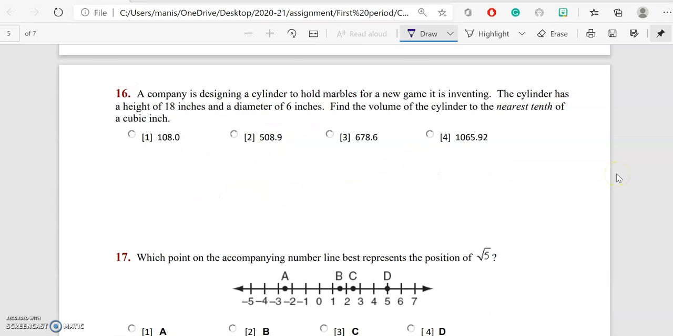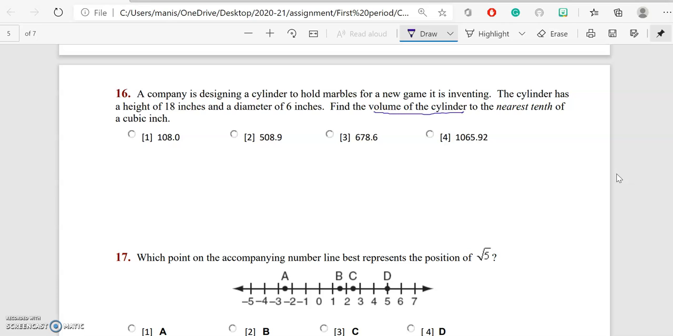A company is designing a cylinder to hold marbles for a new game it is inventing. The cylinder has a height of 18 inches and a diameter of 6 inches. Find the volume of the cylinder.